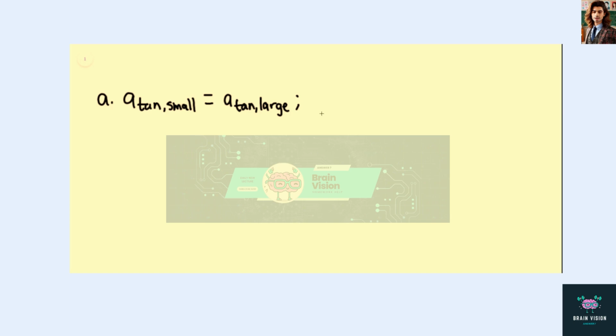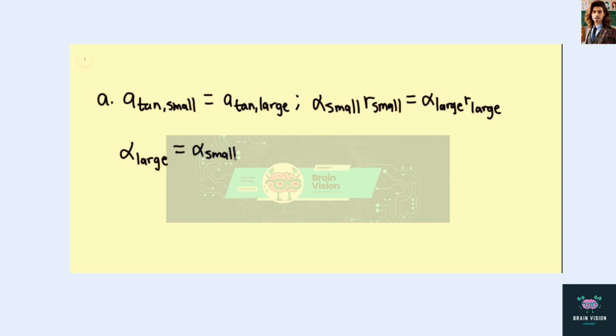And so we can then say that the angular acceleration of the small wheel times the radius of the small wheel will be equal to the angular acceleration of the large wheel multiplied by the radius of the large wheel. We can then say that the angular acceleration of the large wheel will be equal to the angular acceleration of the small wheel multiplied by the radius of the small wheel divided by the radius of the large wheel.